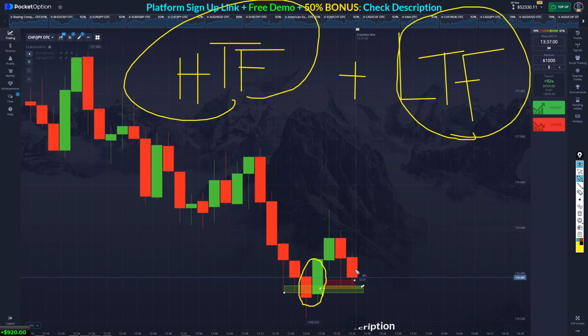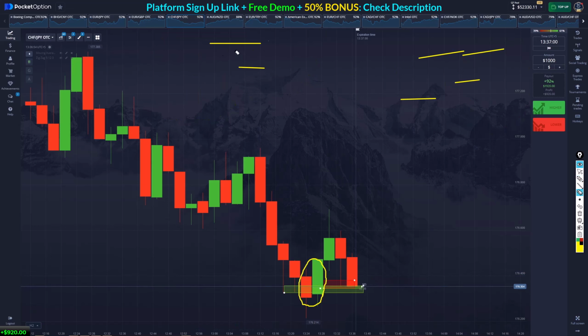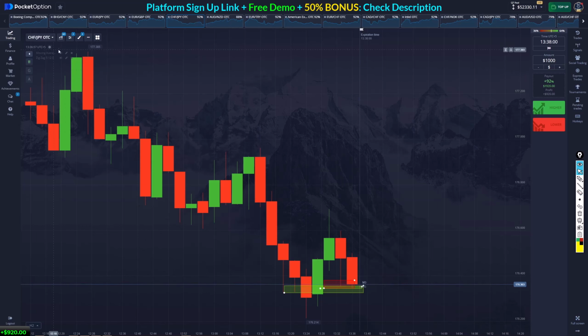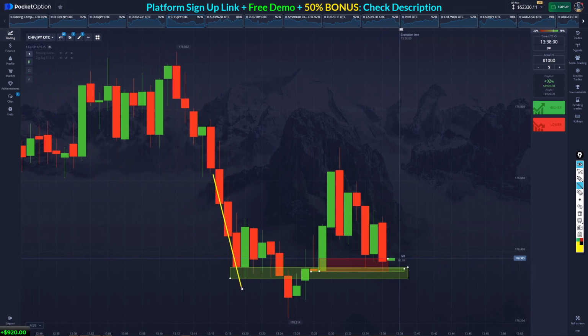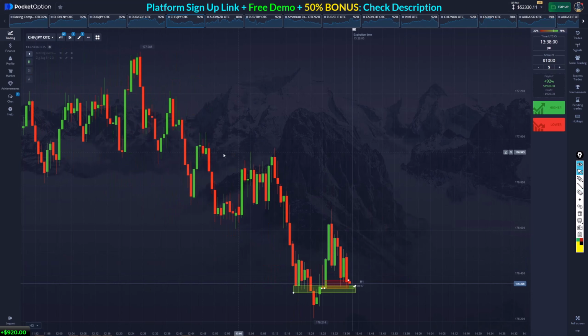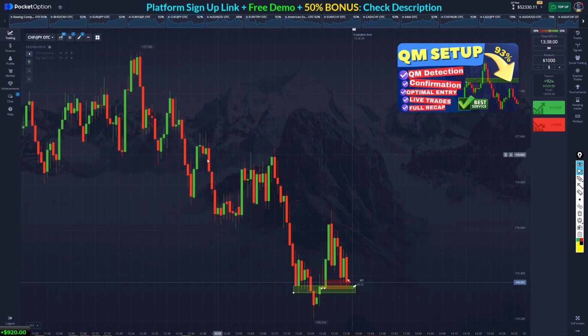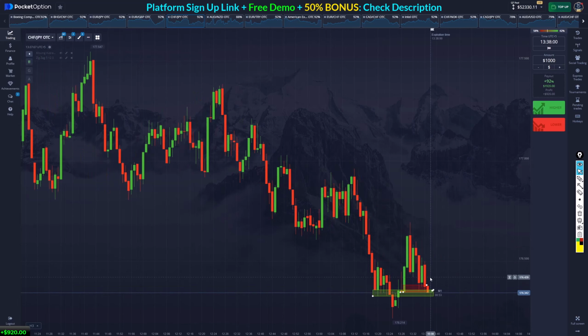as a fresh supply or demand. Also the pattern in the 1 minute chart. Okay, these are the 3 confirmation steps for taking QM trades, which have been explained in this video, a full video explaining QMs, right? So this is my first trade.